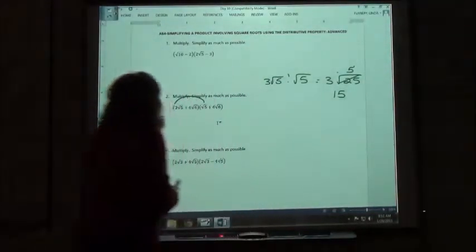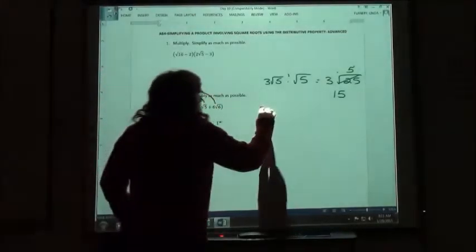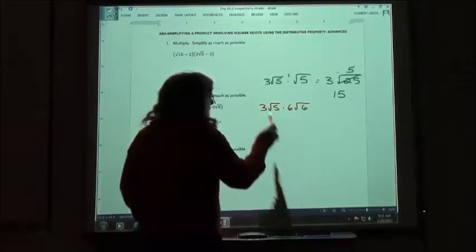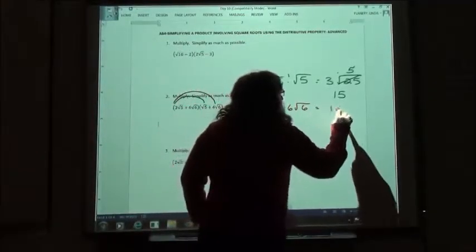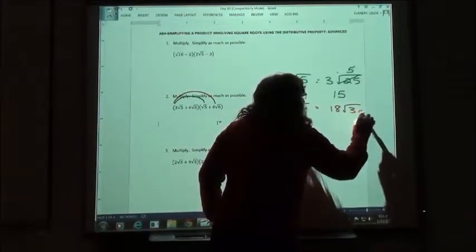We then have to do the outside pair. 3 square root of 5 times 6 square root of 6. The 3 times the 6 is 18. Square root of 5 times square root of 6 is square root of 30.